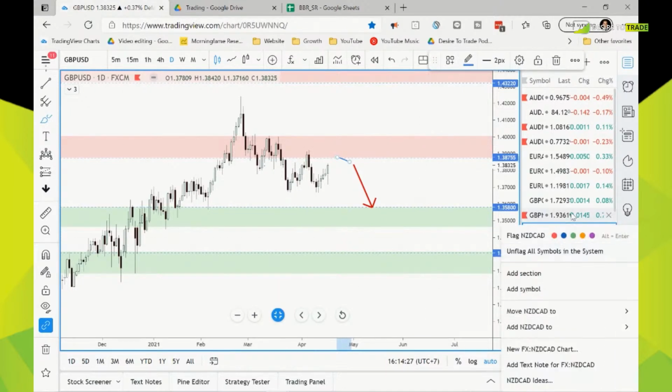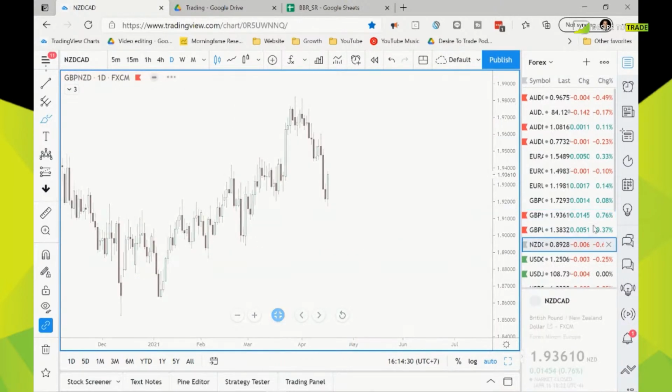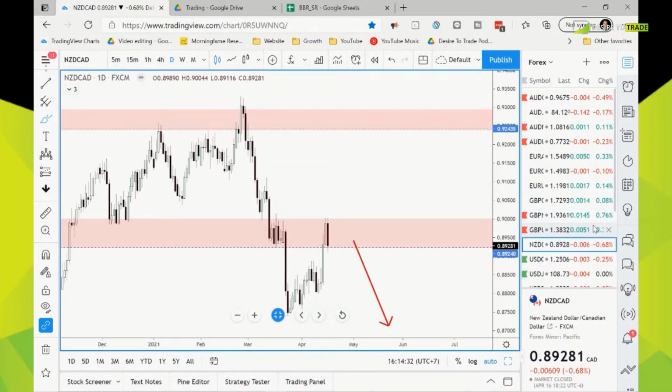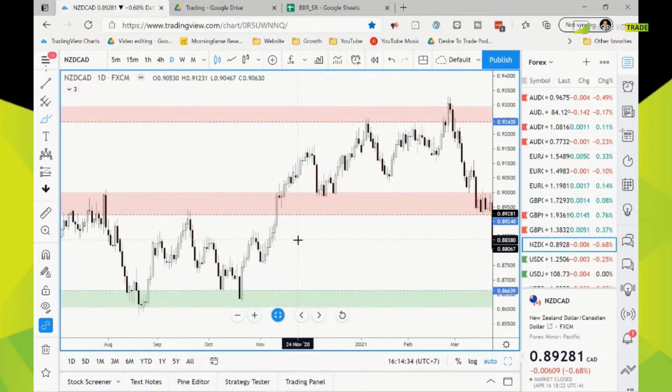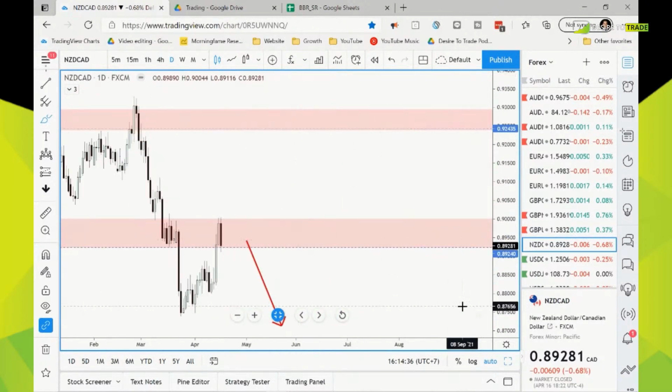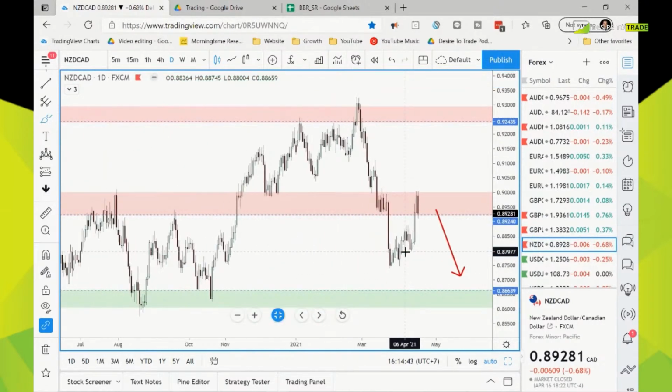Next pair, NZD CAD. I'm not sure if we should have a look at it. I want to show you now some trades because that's the thing that some people might look for. Actually, yeah, this one, NZD CAD. I'm not sure why I didn't flag it. Let me just flag it over here. There we go. NZD CAD, price is reaching a resistance area.